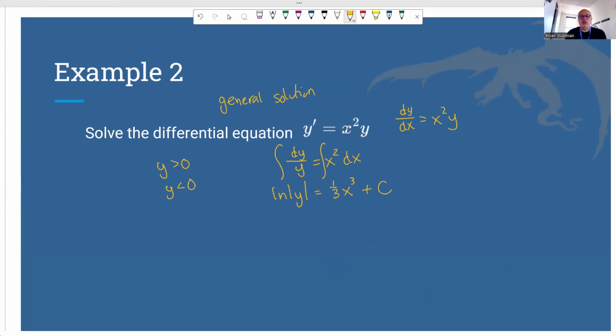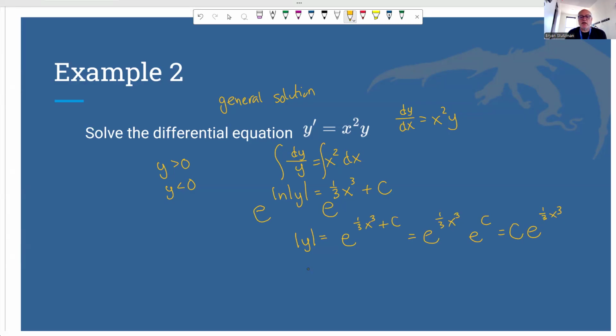Because the slope still makes sense when y is a negative number, we'd have a different solution. So how I'm going to solve this, I'm going to exponentiate both sides and get the absolute value of y is equal to e to the 1/3 x cubed plus c, which using our exponent rules is e to the 1/3 x cubed times e to the c, which is some other constant, which looks a lot like the other constant, except c is now e to the c, times e to the 1/3 x cubed.